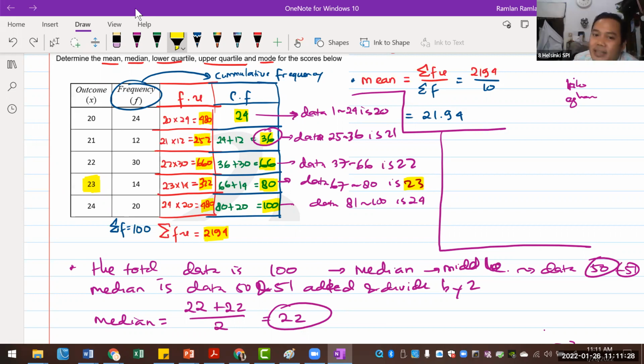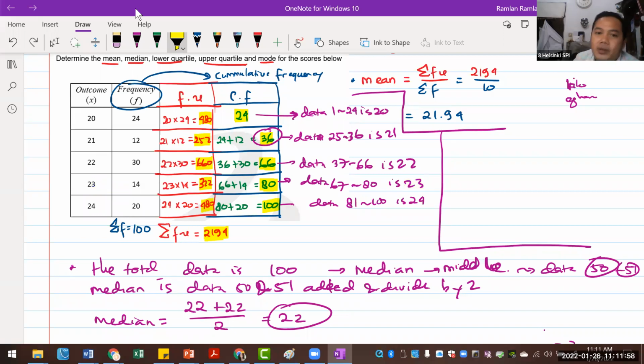Sekarang ya, ini 67 sampai 80 itu maksudnya apa? Maksudnya data ke 67 sampai dengan data ke 80 nilainya. Ya, aku ngerti Pak. Nah, data ke 67, data ke 68, 69, 70 dan seterusnya sampai 80 adalah 23. Nah, selanjutnya data ke 81 baru dia 24. Oh iya, oke. Ya, yang lain juga sama ya, guys. Makanya ini penting banget kamu ngerti cara baca tabelnya ya.